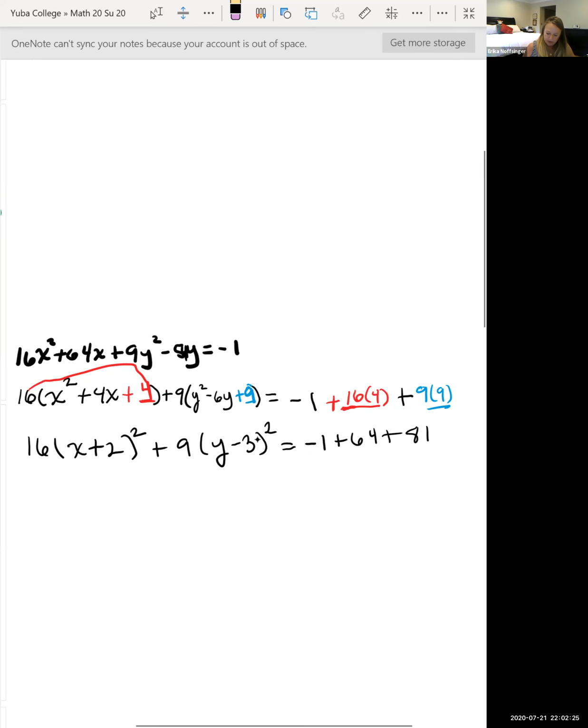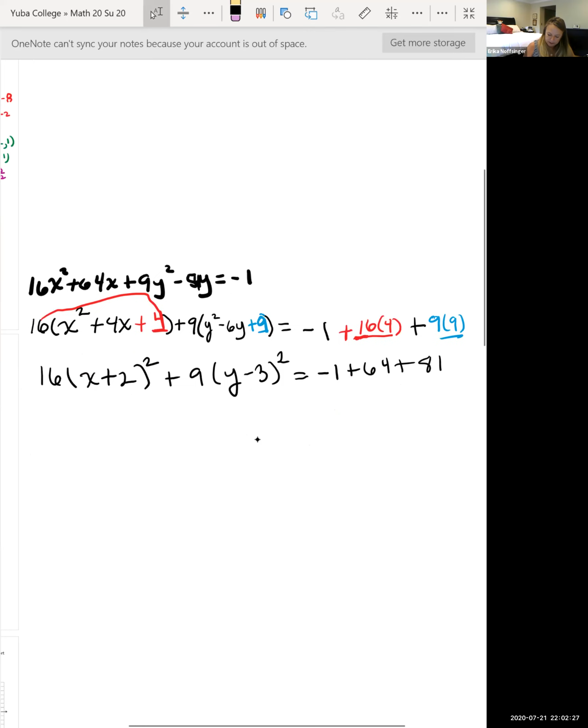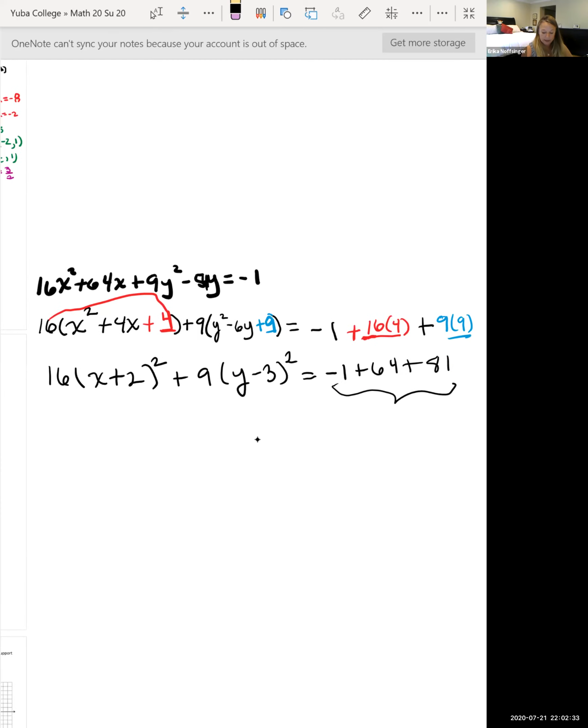So we need to figure out what that number is. Negative 1 plus 64, that's 63. 63 plus 81, that's 144.